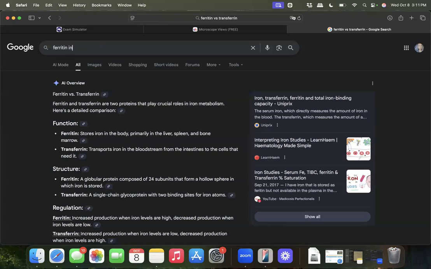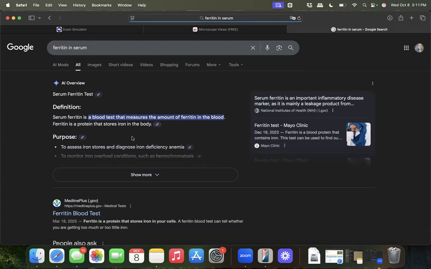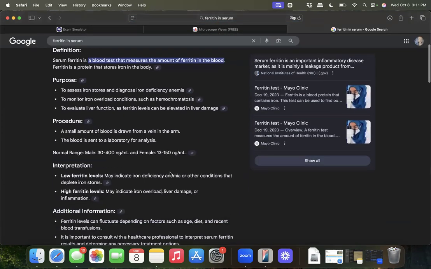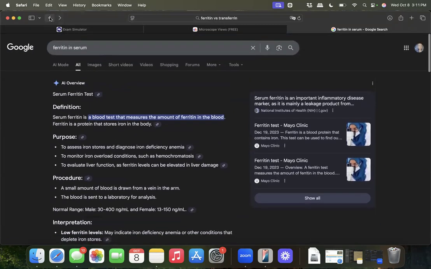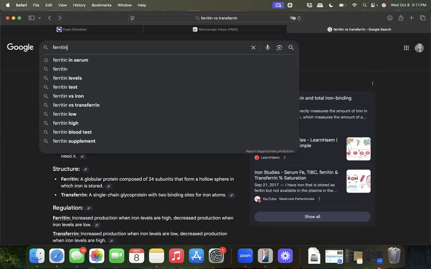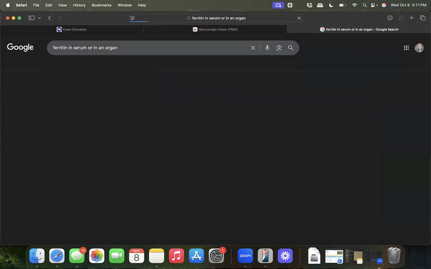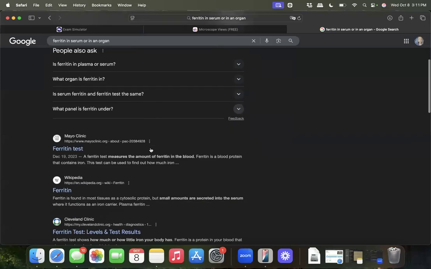So ferritin in serum. Actually, let's go back to ferritin versus transferrin. Ferritin in serum or in an organ? Ferritin is a protein that stores iron in your cells. So ferritin, okay, we know that.